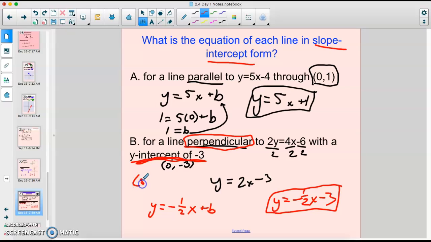Okay. If it didn't give you the y-intercept, if it just gave you a point, so let's say it gave you the point (5, 7) or whatever, then you'd have to plug in 7 for y, 5 for x, solve for b, and then you plug b back into your equation to get your final answer.